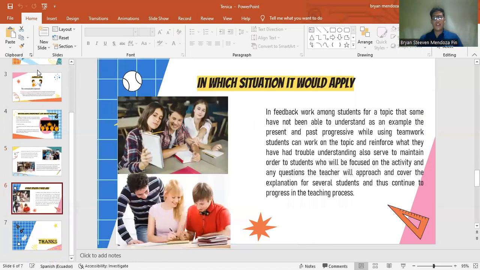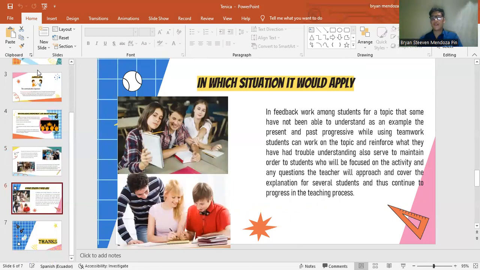So, in which situation will it apply? In feedback. Feedback among students for a topic that some have not been able to understand. As an example, the present and the past progressive is a better way to apply this technique. Well, using the teamwork, students can work on the topic and reinforce what they have trouble understanding.